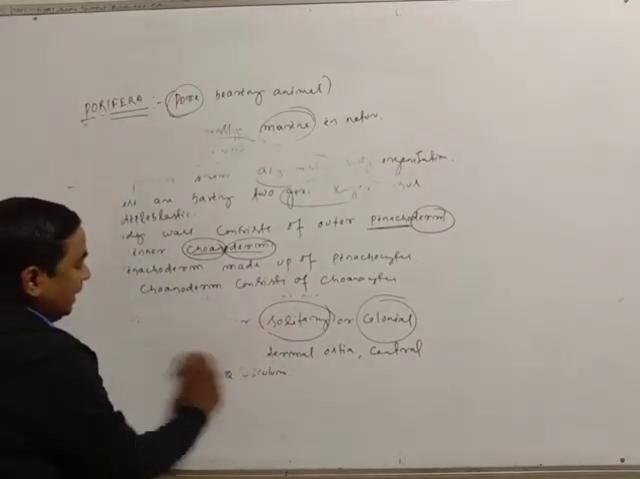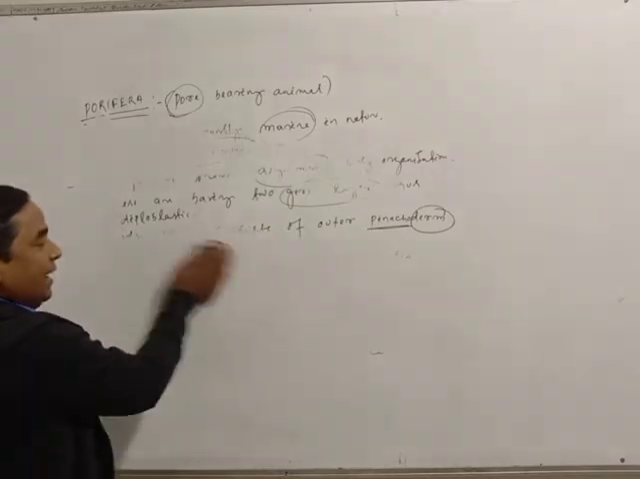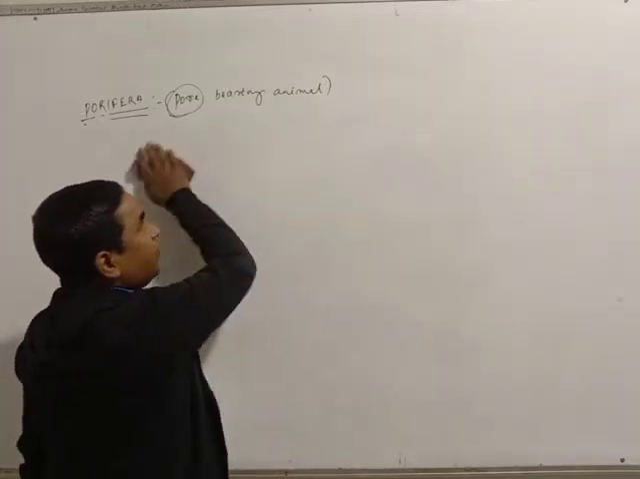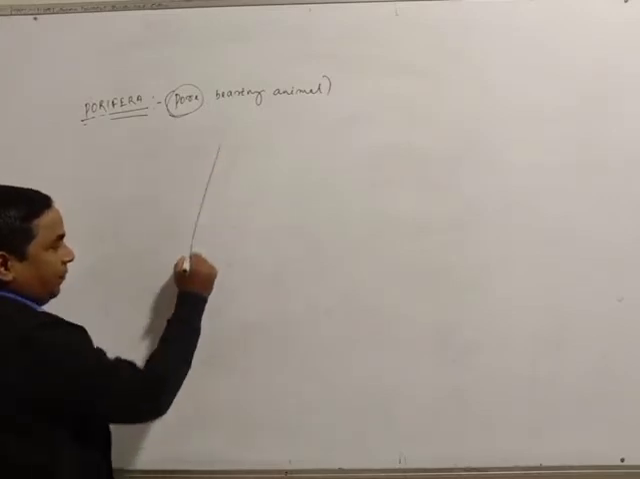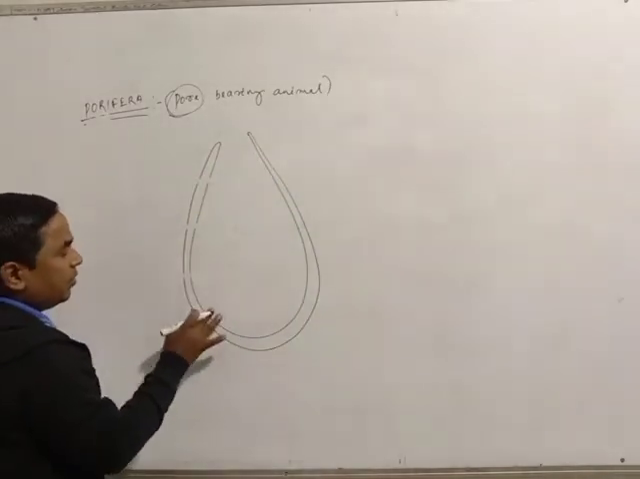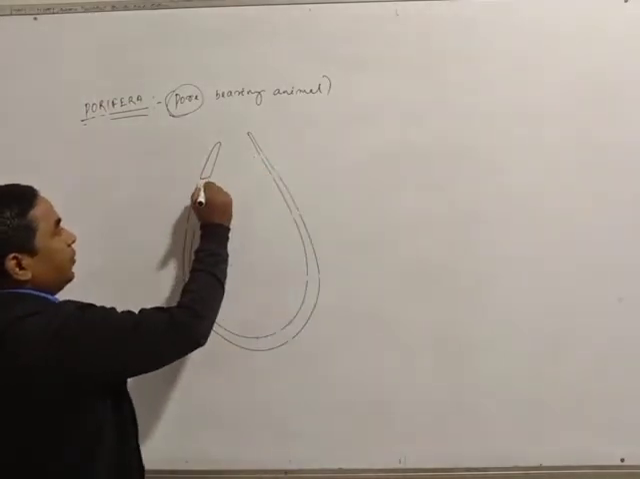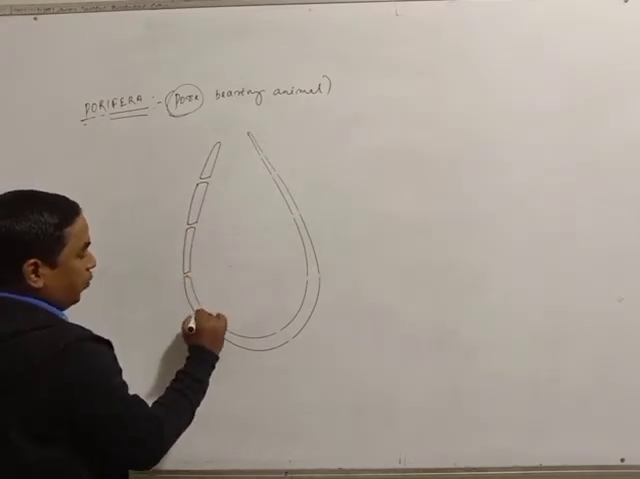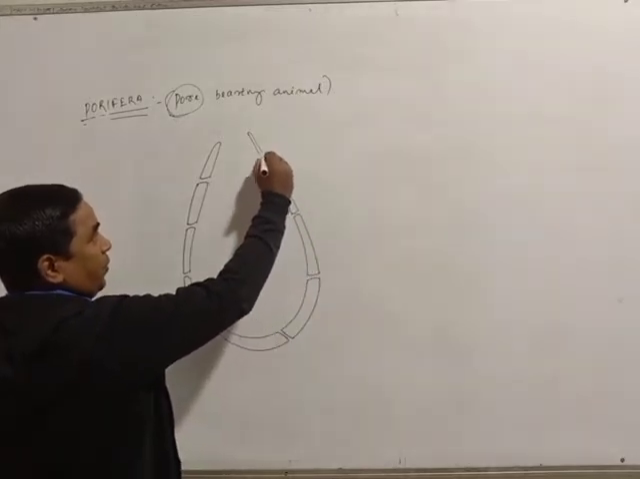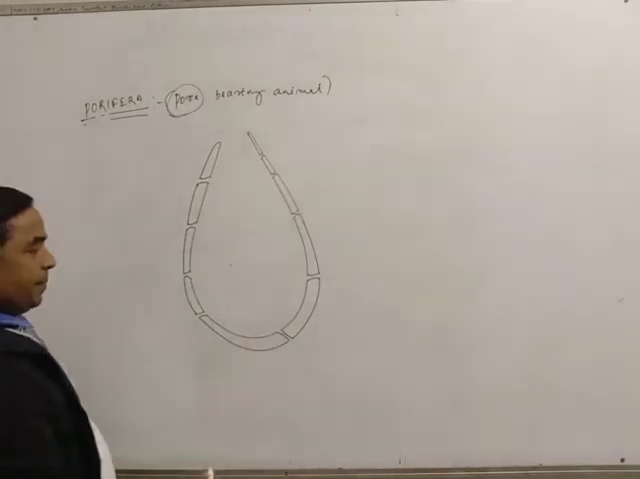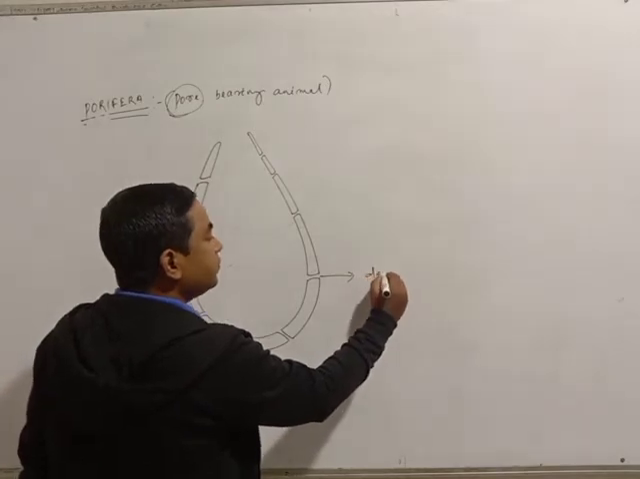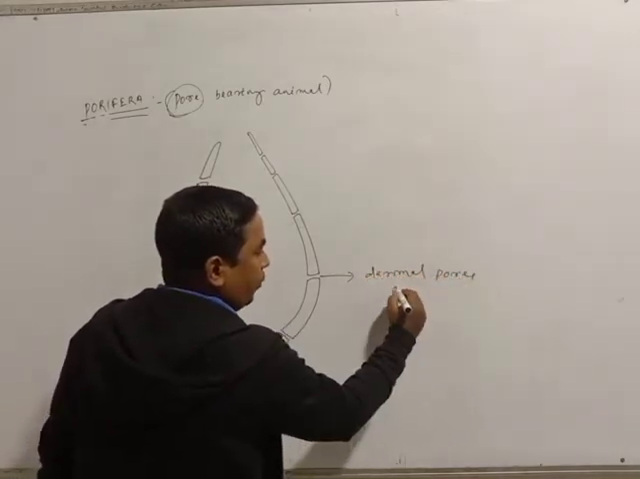So, as they are aquatic animals, all their activities will be performed with the help of the canal system. So, canal system is one of the significant characteristics of porifera. See, this is the structure of a porifera, or you can say sponges. These are dermal pores called ostia, through which exchange of gases, transportation of digestive food materials, and homeostasis will also be maintained.